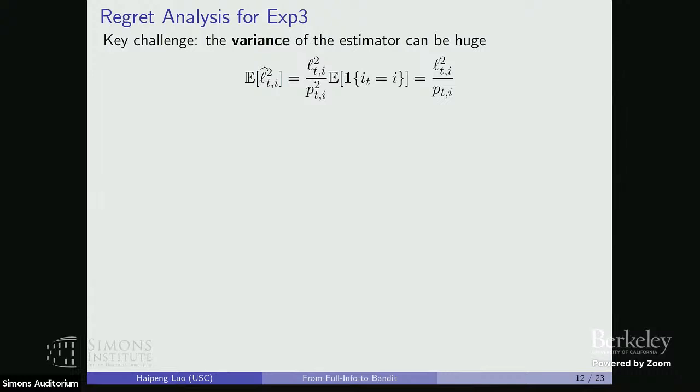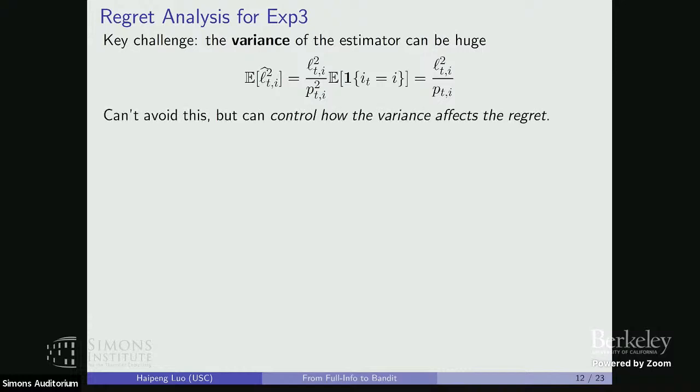And this can be huge, right? If you pick i with very small probability, then you have a large variance, which makes sense because with very small probability, you will get information about this arm. And there's really no way to avoid this. You cannot come up with an estimator so that every arm has a constant variance. That's impossible by only looking at one entry of this loss vector. Recall that the loss vector is changing over time, so that's all the information you have. The information from the past doesn't help.